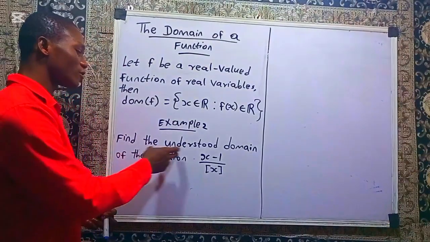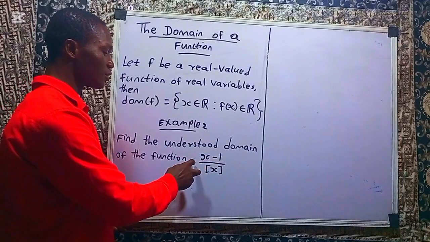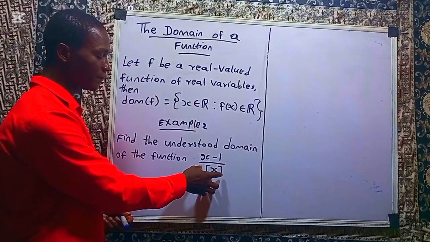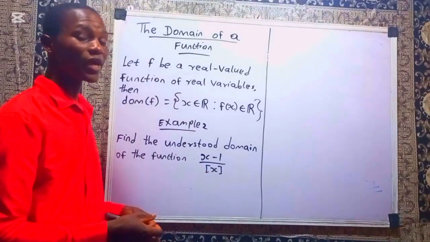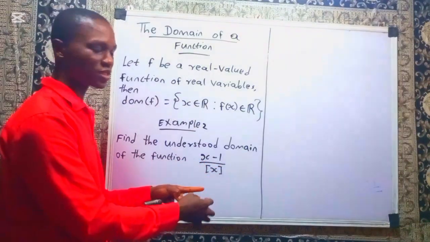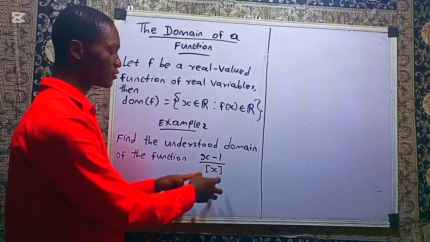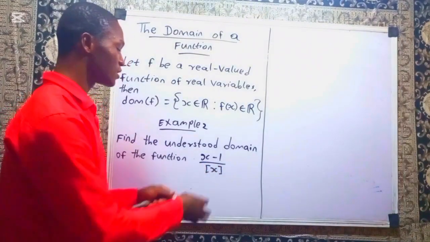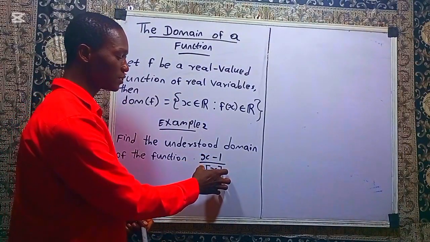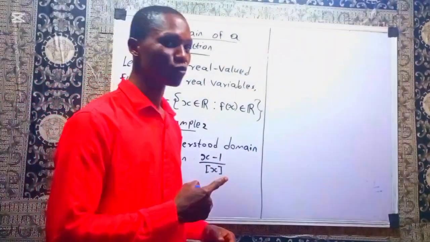They ask us to find the understood domain of this function: x minus 1 divided by the greatest integer function of x. This symbol is the greatest integer function. This is how we denote it, with these brackets that look like a square bracket. So this is a greatest integer function. We have x minus 1 over greatest integer function of x. We want to know the understood domain of it.